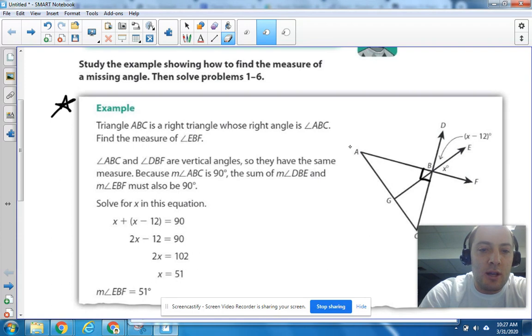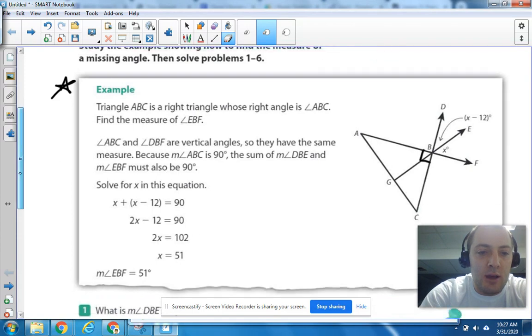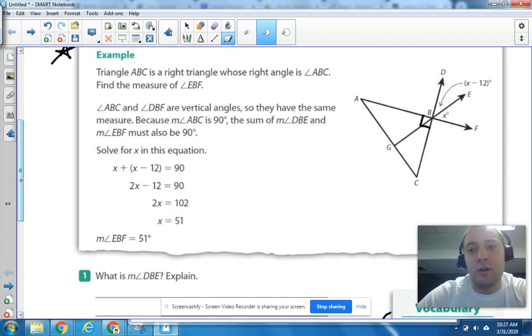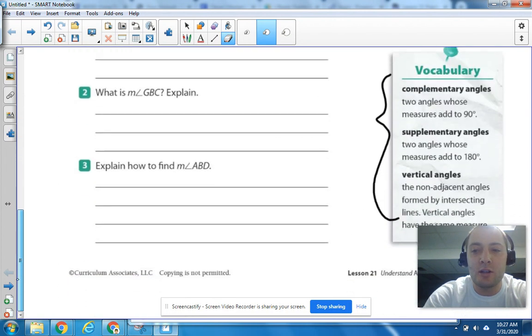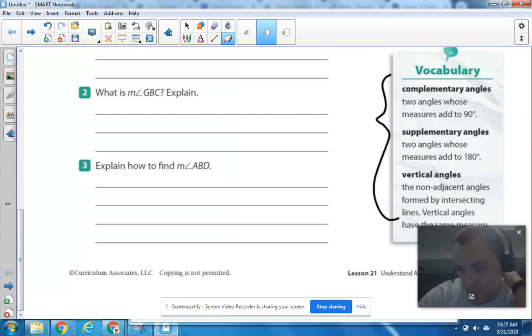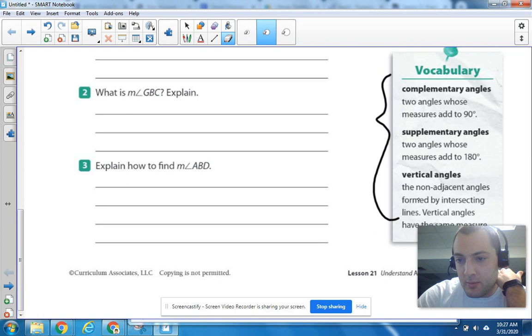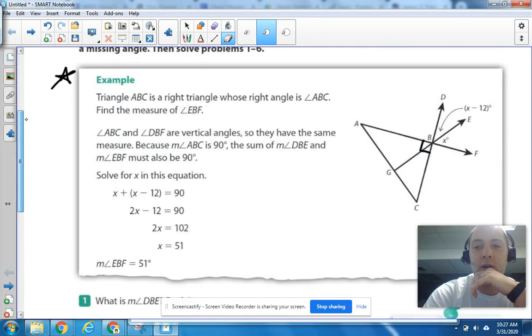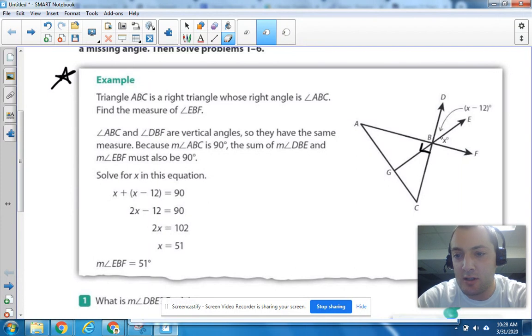Angle ABC and angle DBF are vertical angles. So vertical angles, you've learned these in the past. They're actually down here. It says non-adjacent angles formed by intersecting lines. Vertical angles have the same measure. So essentially they're opposite of each other. So like right here, these two lines form 4 angles, but these two are opposite of each other. So they're actually the same.